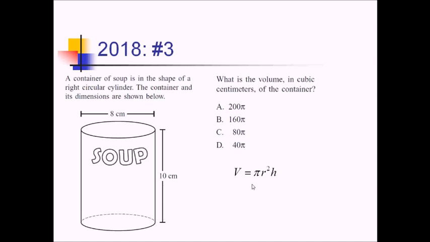So we have pi times 4 squared times 10. That's really just 16 times 10 is 160 times pi. And that's actually one of the answer choices, 160 pi, so choice B.